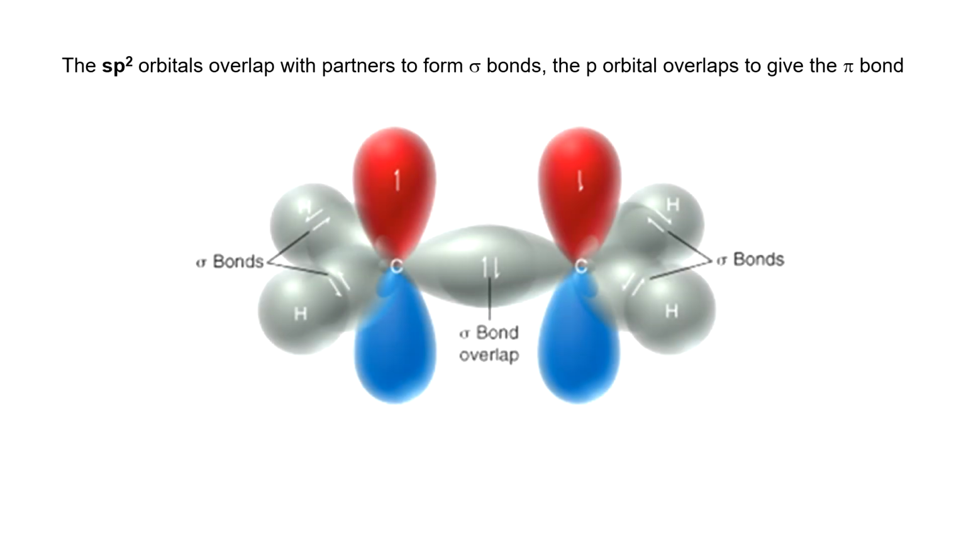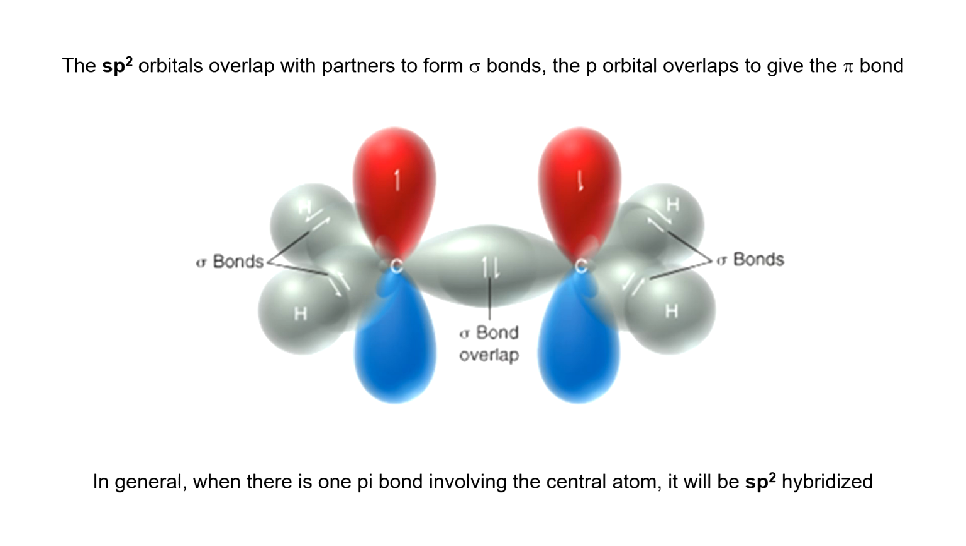Putting 2 sp2 hybrid carbons next to each other, we are able to make 3 sigma bonds to other atoms. The remaining p orbitals may then be parallel and able to overlap to give the pi bond.